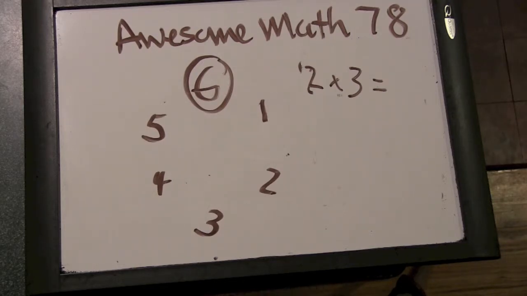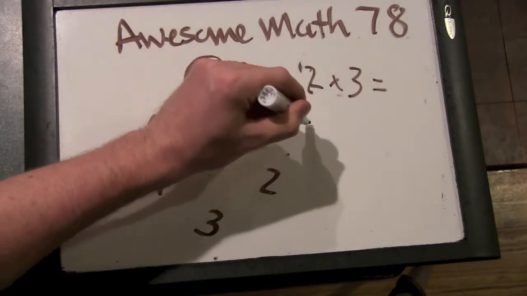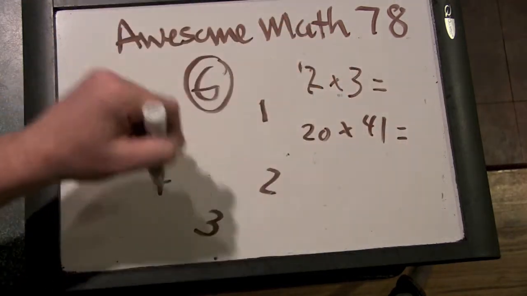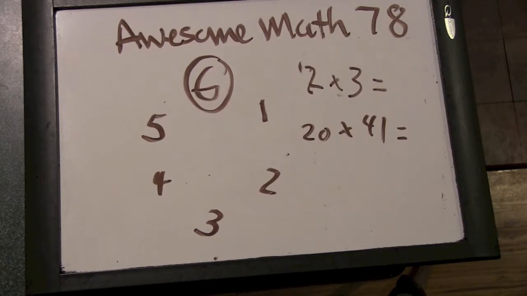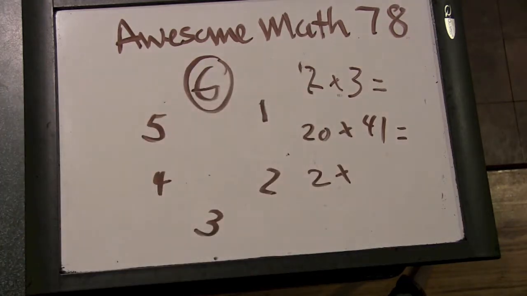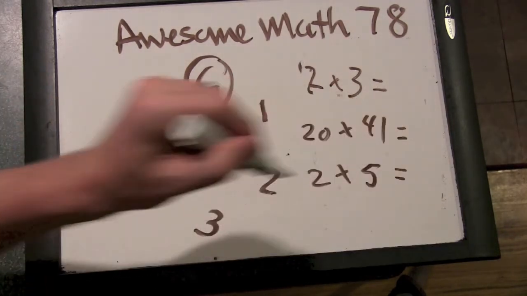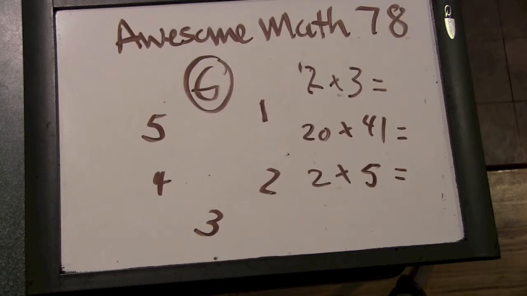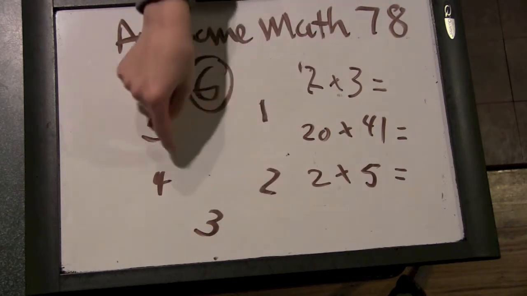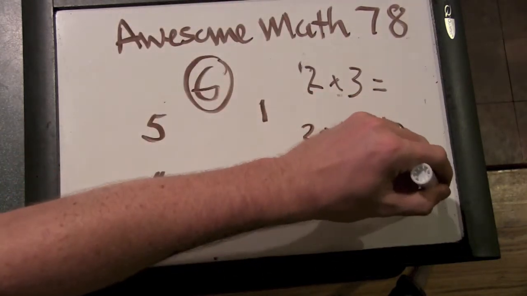One thing that's interesting about multiplying is we could multiply really big numbers together, like 20 times 41, by reducing them on the clock first. Where would 20 be on the clock? 20 would be at 2. Where would 41 be on the clock? 41 would be at 5. So 20 times 41 is the same as 2 times 5, which is 1, 2, it would be at 4. 5 times 2 is 4.